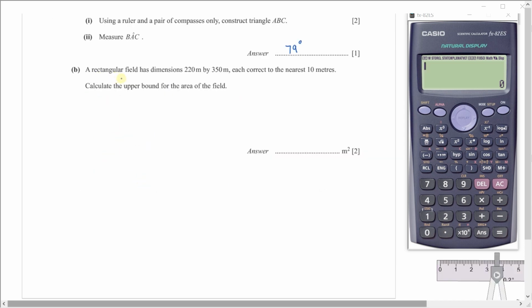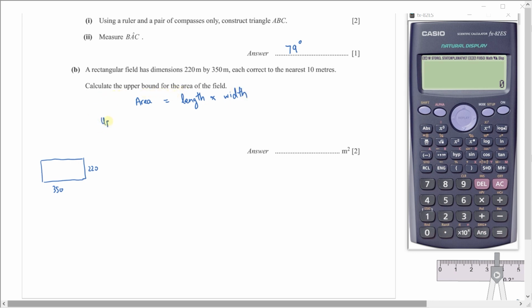Part B is a rectangular field has dimensions 220 meters by 350 meters, each correct to the nearest 10 meters. Calculate the upper bound for the area of the field. So you have this rectangular field here, and the dimensions are 350 and 220. So the area of this field will be the length multiplied by the width, right? But the question asks you to find the upper bound for the area.